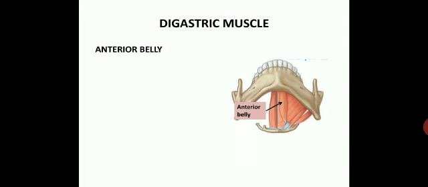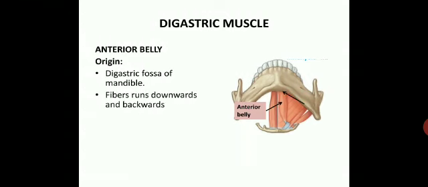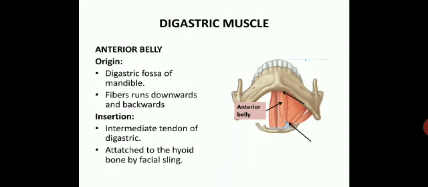The anterior belly originates from the digastric fossa of the mandible. The fibers run downwards and backwards. It is inserted into the intermediate tendon of digastric, and that tendon is attached to the hyoid bone by the fascial sling.